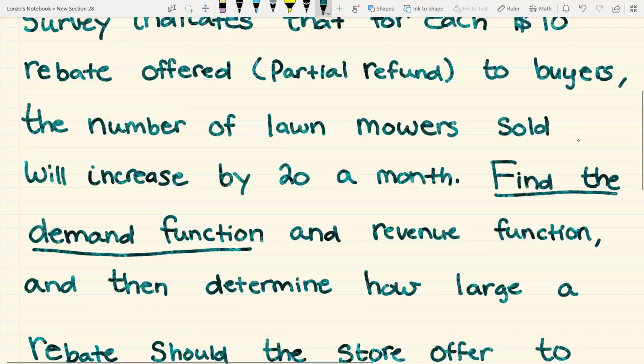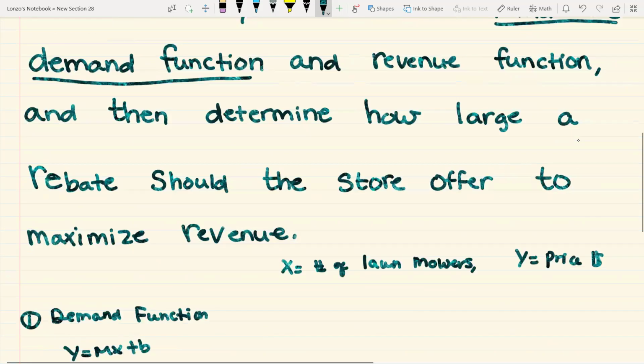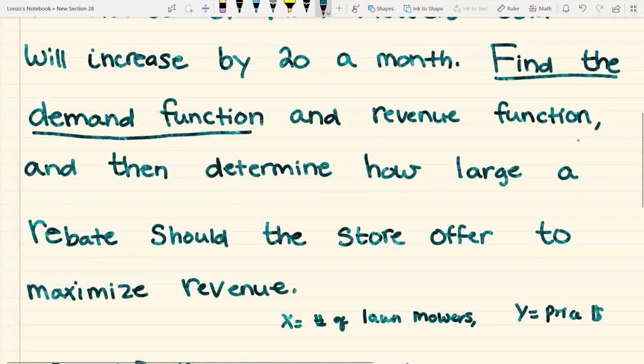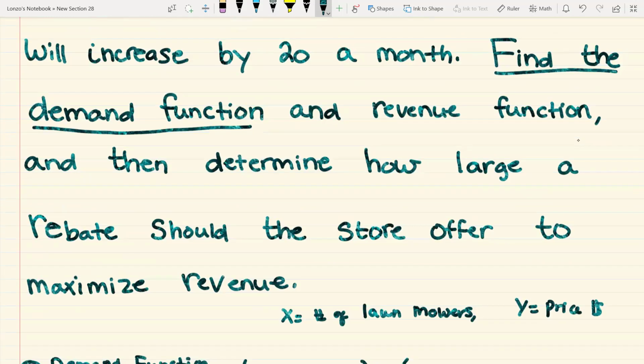Okay, so the first piece of information, a store sells 200 lawnmowers a month for 350. So our first coordinate would be 200, because x is the number of lawnmowers, and then 350 for 350 each. So that would be my first coordinate. The second coordinate would be: a survey indicates that for each $10 rebate offered, partial refund, the number of lawnmowers will increase by 20 a month.